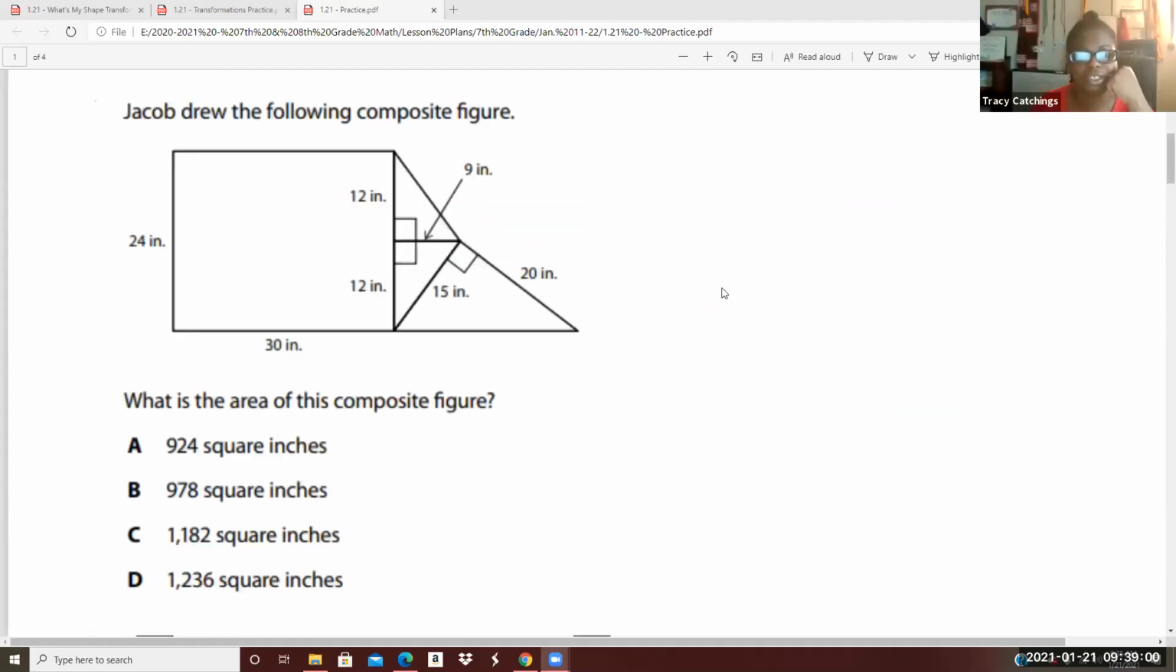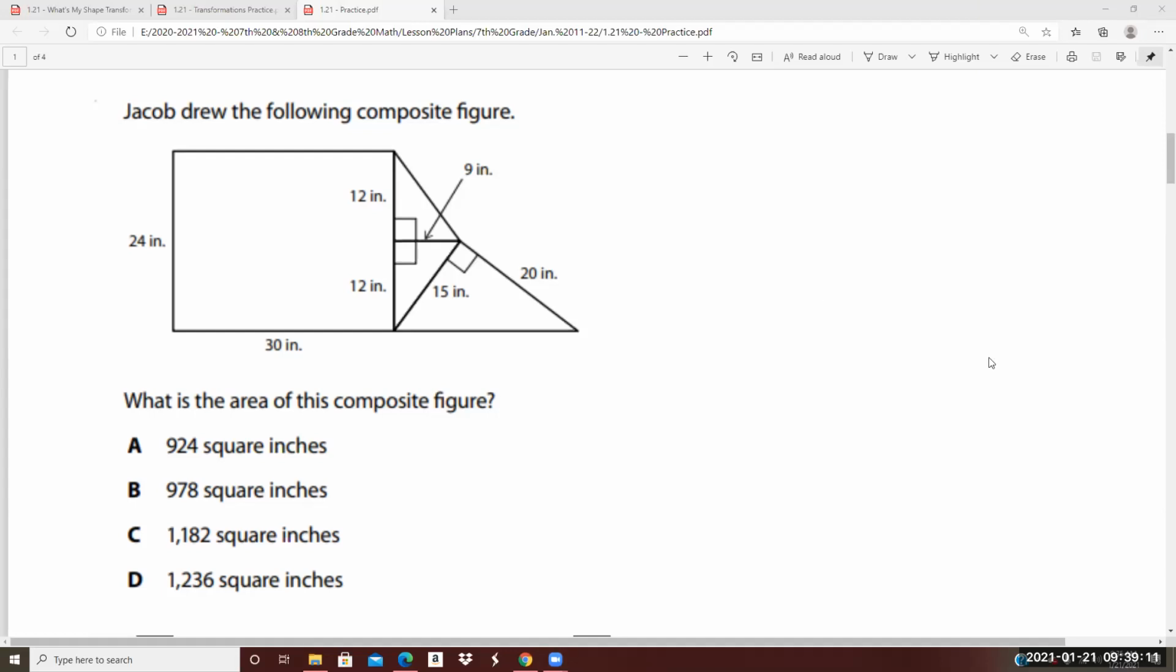All right, whether you can see it on your screen or mine, can someone read to us? Jacob drew the following composite figure. What is the area of the composite figure? Thank you, Jemiah. All right, so looking at this shape, luckily they have already separated it. Now, yesterday we learned how can we keep up with our shapes? What were we doing?